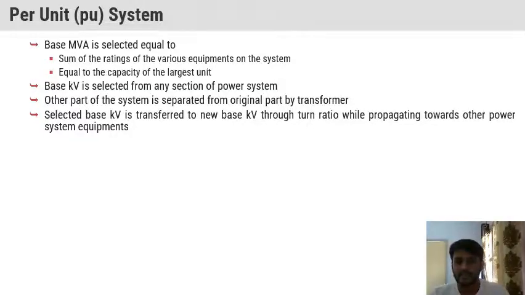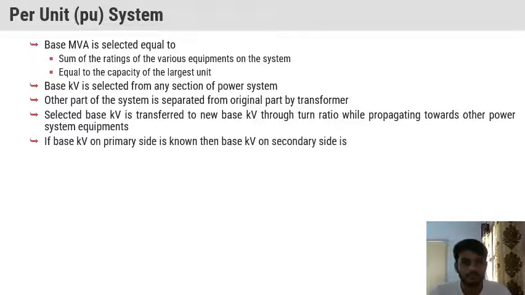The base KV is selected from any section of the power system. The other parts of the system are separated from the original part by transformers. So when we go through the transformer, on its primary side we have one base voltage, and on the secondary side we get another base voltage, but the power will be the same on both sides. The selected base KV is transferred to a new base KV through the turn ratio while propagating towards the other power system equipment. It will be clear when you study how we can convert the base values.